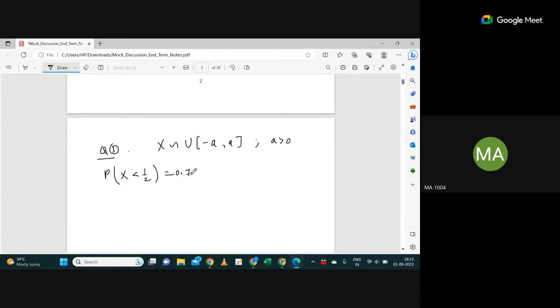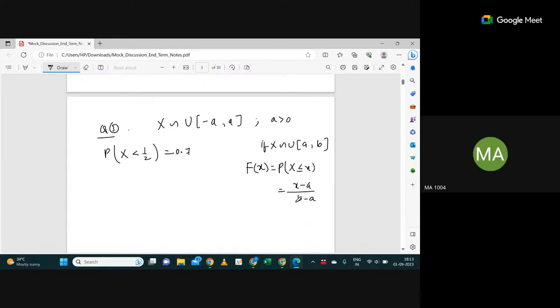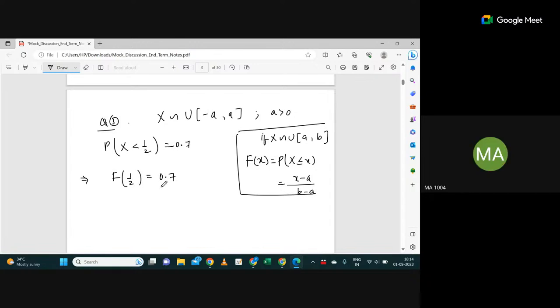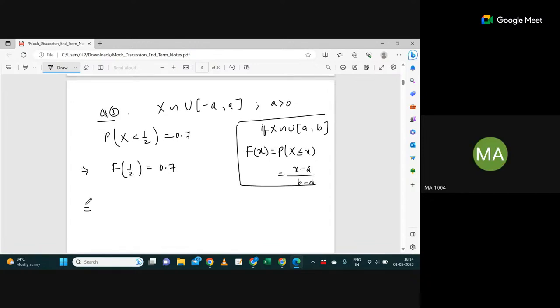There are two approaches. One is, suppose x follows uniform(a, b), then what will be the F of x, that is the probability x less than or equal to x, which is (x minus a) by (b minus a). Since it's continuous, the equality sign doesn't matter, right? Then can I write this as F of half? Yes or no? If it's F of half, then can I apply the direct CDF formula?